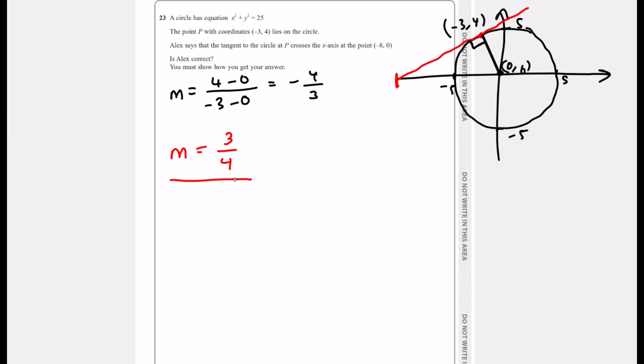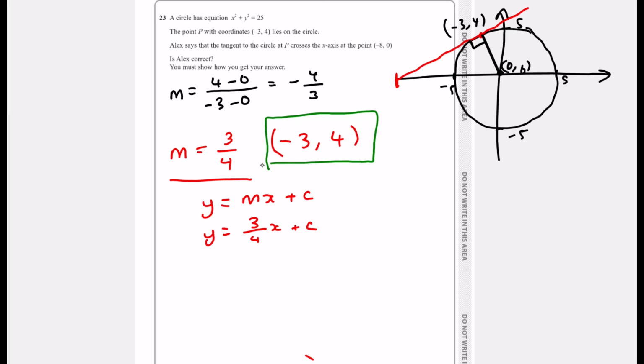So we know the gradient, and we know it goes through -3, 4. So we can use that to find the equation, y equals mx plus c. So we know m is 3/4, so y equals 3/4 x plus c, and then we can substitute in -3 and 4 for x and y to find c.